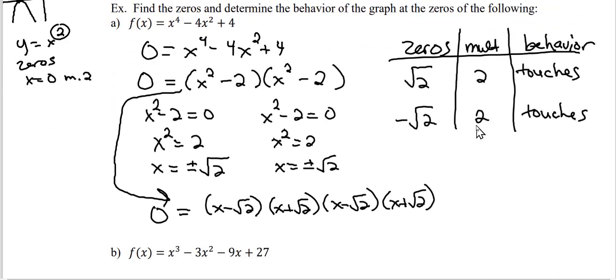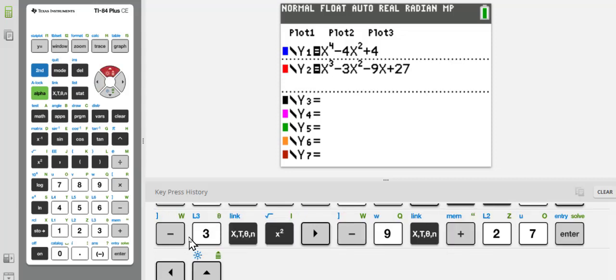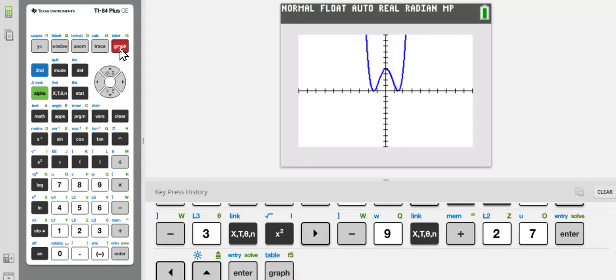I did pull this up. Let's look at this on the graphing calculator. X to the fourth minus 4x squared plus 4. I did put this in the calculator. Let me turn off that second one there, so we're not looking at it. If we take a look and graph this here, you can kind of see what I'm talking about.